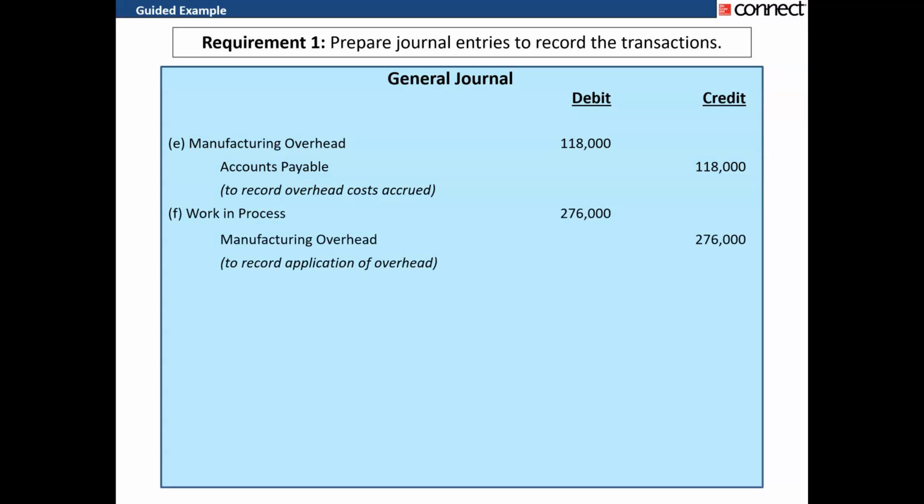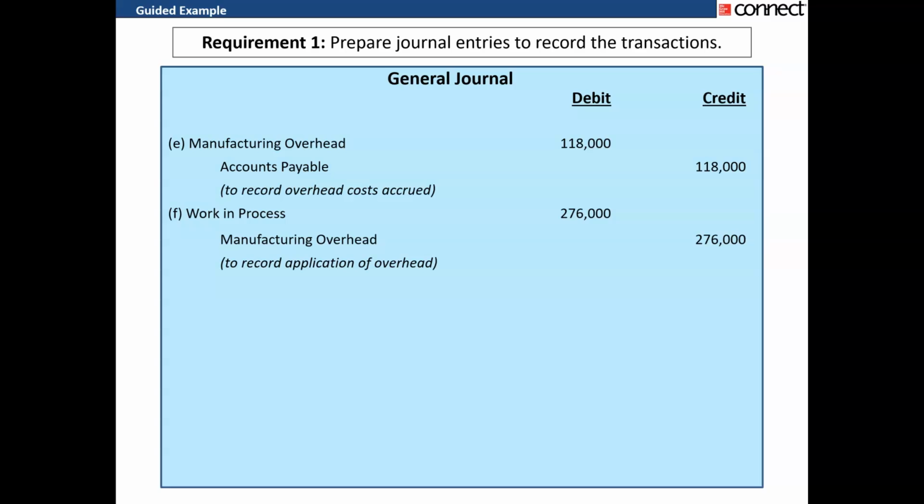F, to record application of overhead. The application of overhead is where we take the $6 per direct labor hour and we multiply it by how many machine hours were used. Because the manufacturing overhead is based on the machine hours, we will debit work in process inventory and credit manufacturing overhead.